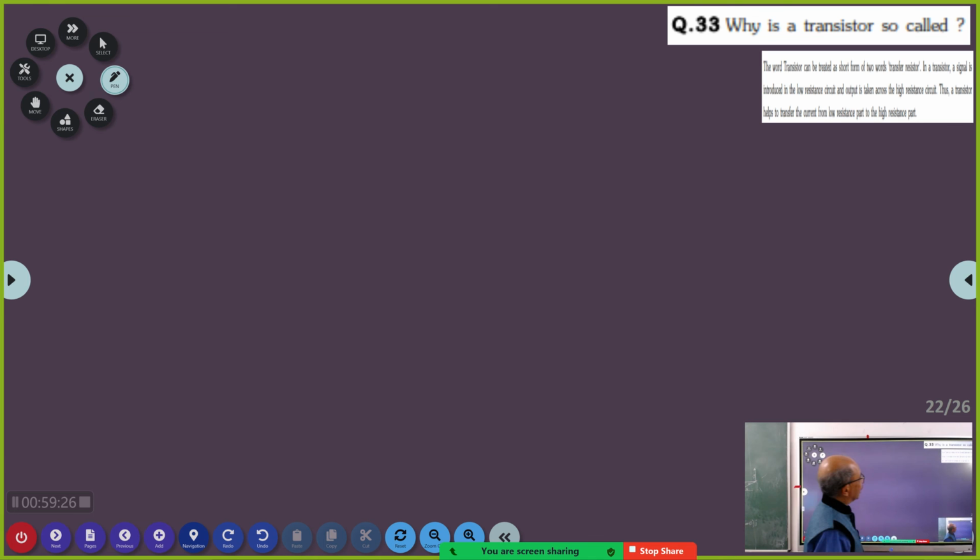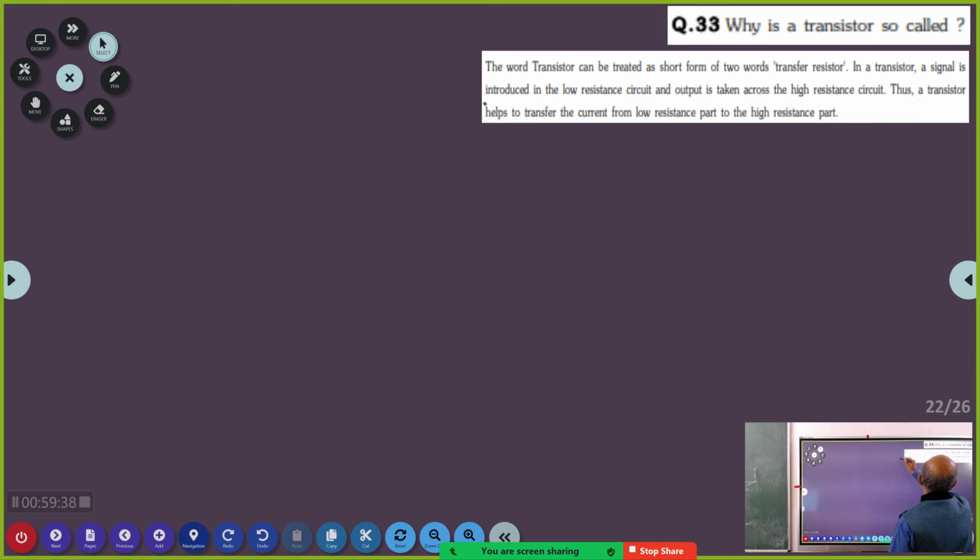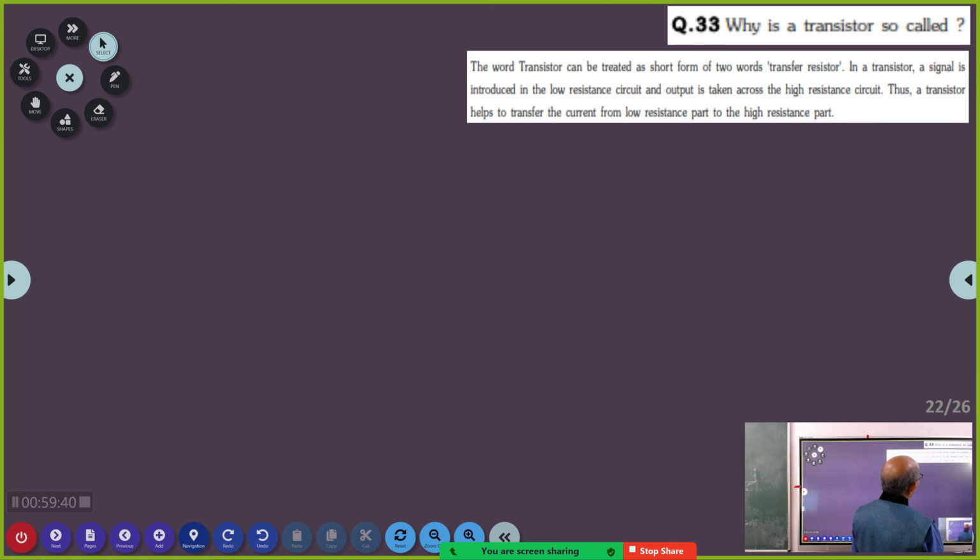Right. Now quickly answer this question. Why is a transistor so called? I think we discussed this yesterday: because there is transfer of resistance. The input of the transistor is at low resistance and the output is taken at high resistance, thus the current transfers from the low resistance part to the high resistance part. I have explained this elaborately. Got it? Yes, sir. These are the questions asked in some examinations, or they have abstracted some numericals out of these questions. That is why I am asking these questions.